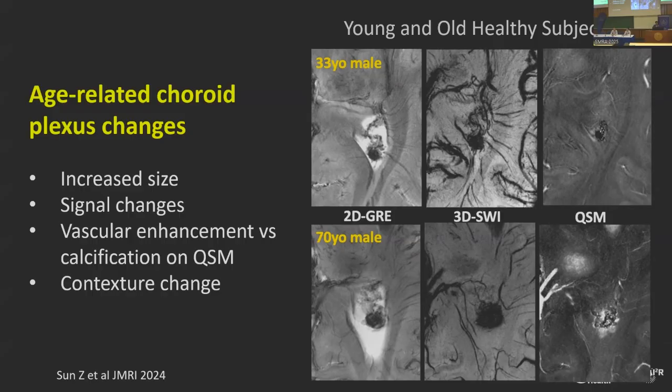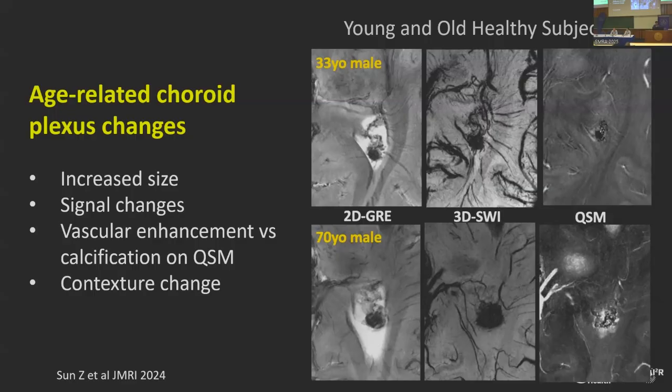On the top row, there's a young person. We can see the stroma tissue on the top, and also the vascular component on the bottom. It looks like virtual histology. You can see different parts of the choroid plexus, and in the older people, we can see the size is increased, and the increase is not part of the vasculature.